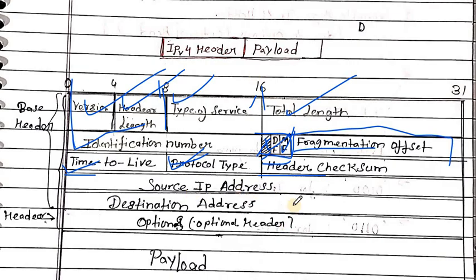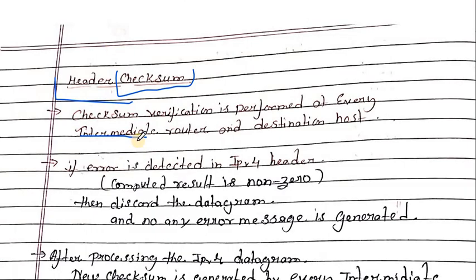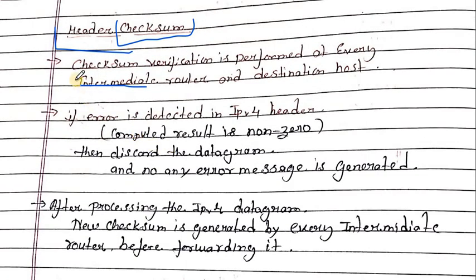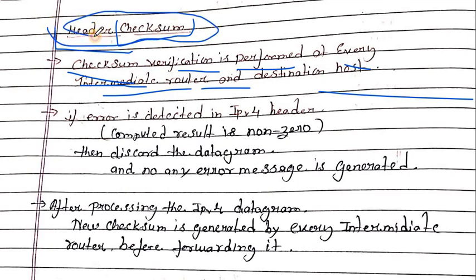Here is the part of the header: the checksum, a 16-bit header field. Checksum verification is performed at every intermediate router and at the destination. The header checksum is verified at every router because in every router there is a change in the TTL value. We have seen the change in TTL value. After changing the TTL value, the header checksum value may change, so every router must update the header checksum.